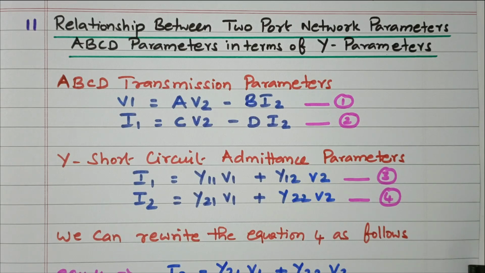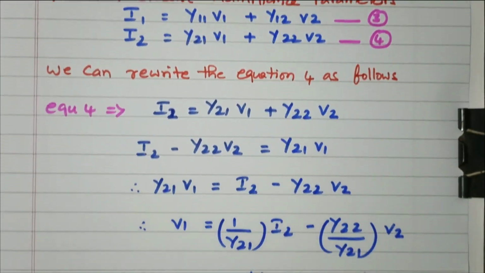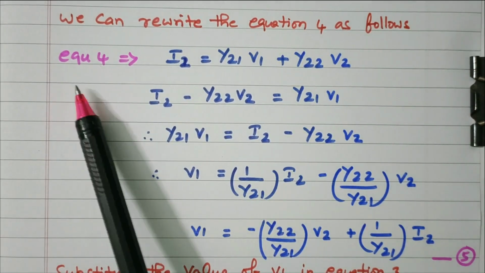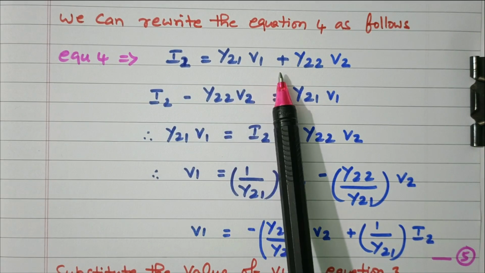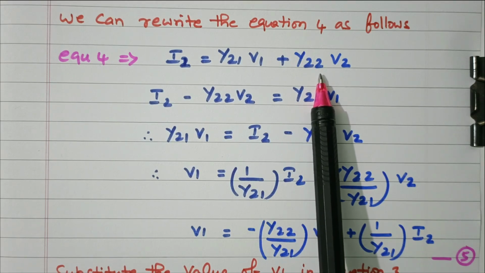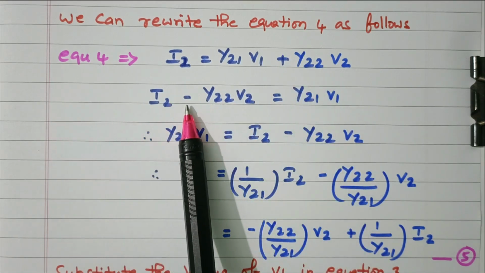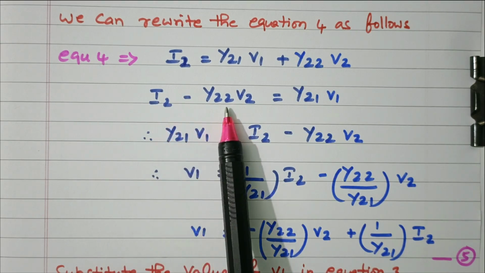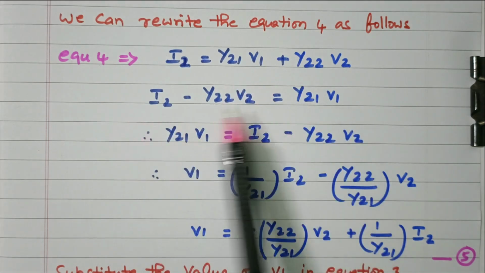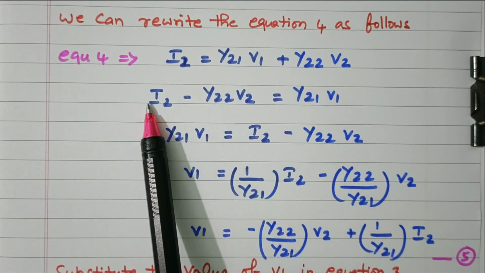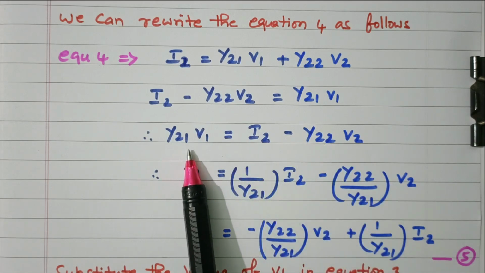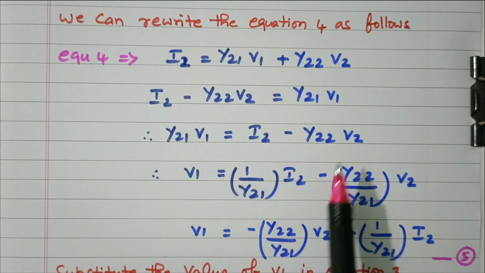Now consider equation 4. We are going to rewrite equation number 4. I2 equal to Y21 V1 plus Y22 V2. Bringing this Y22 V2 to the left hand side, it becomes negative. I2 minus Y22 V2 equal to this term Y21 V1. Now rearrange this. This term is written on the left hand side and these two terms on the right hand side. Just rewrite: Y21 V1 equal to I2 minus Y22 V2.